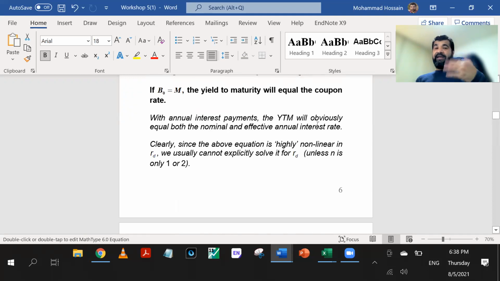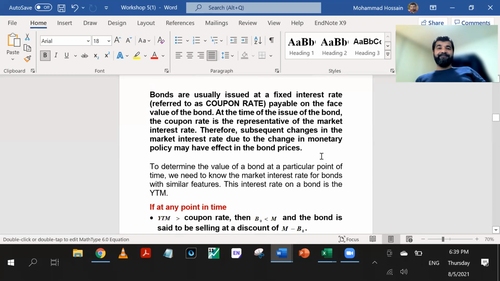If it happens that they are equal, we should all know that if annual payment is done, then the effective interest rate will be equal to the nominal interest rate. There's nothing serious in here. All right, now go here.